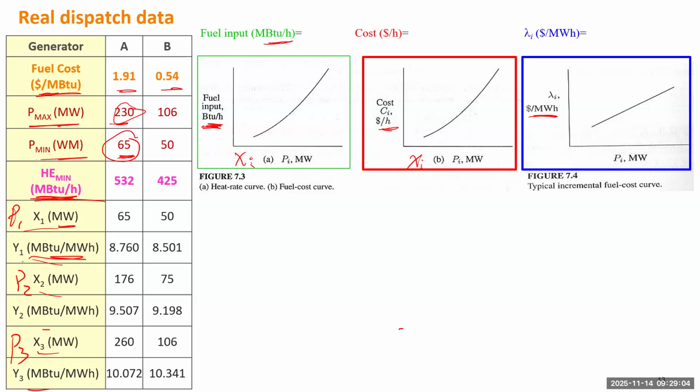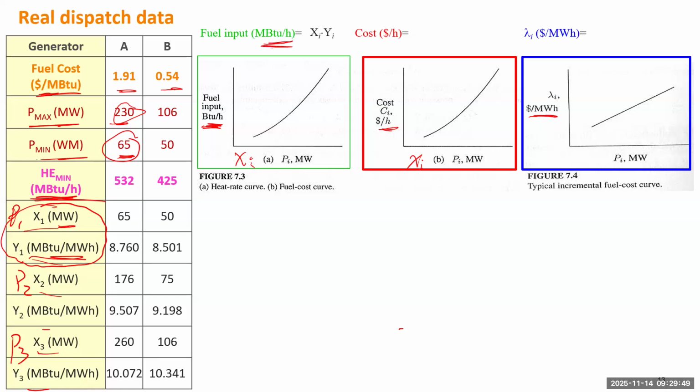BTU per hour can be simply calculated from, for example, if you multiply S and Y, so what is the unit at each point? S1, S2, S3 just define 3 operating points. So at the first operating point, if you multiply S1 by Y1, what is the unit? The unit will be MBTU per hour, right? That's exactly what is fuel input.